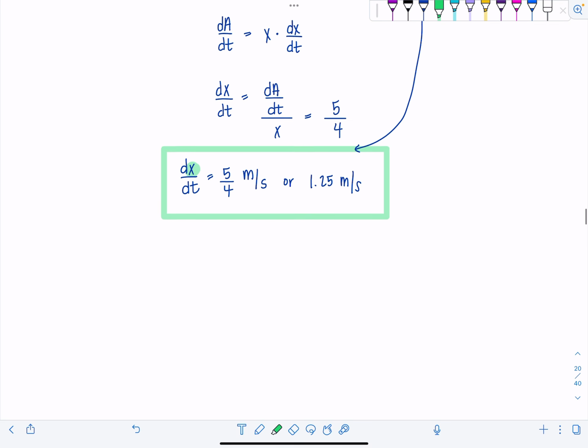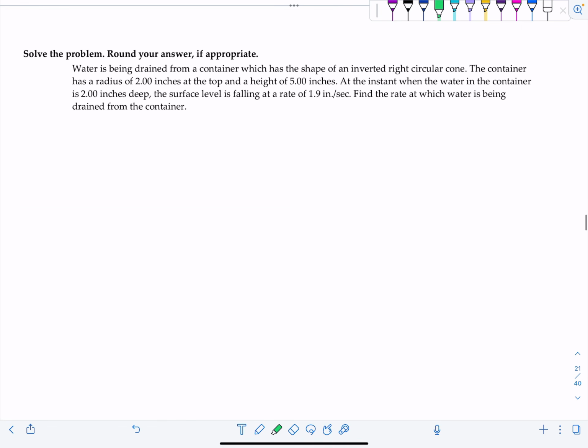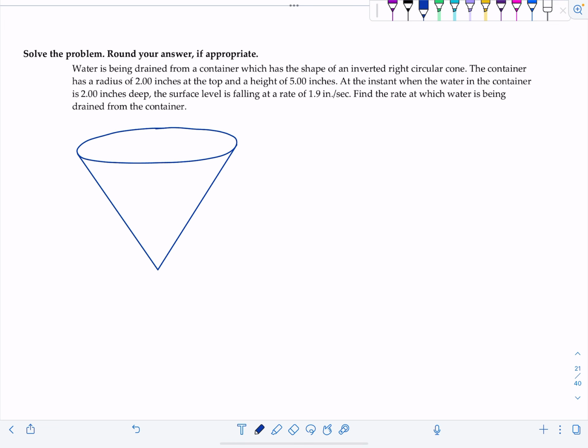Let's obviously take the spice level up. Are you ready? Yes. Water is being drained from a container which has the shape of an inverted right circular cone. It looks not like that at all. Holy moly. Okay. Forget it. I'm going to draw my own because I'm good at drawing. Okay. Here. Inverted right. This is a right angle, circular cone. Base is a circle. The container has a radius of 2 inches at the top and a height of 5 inches.